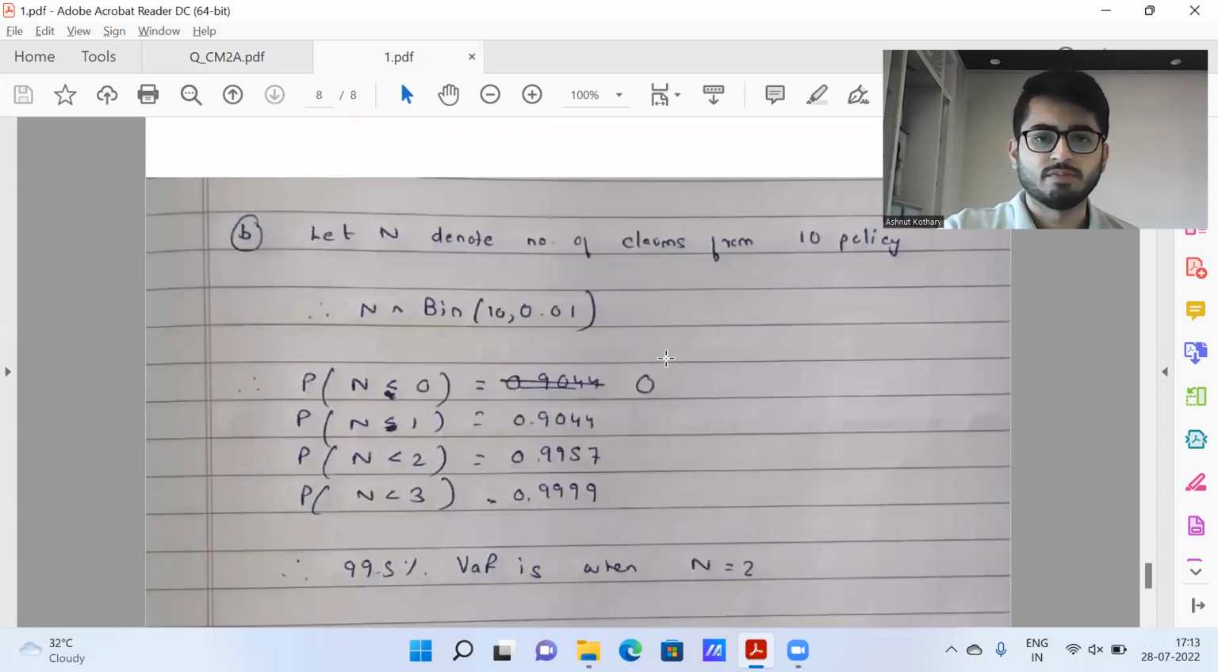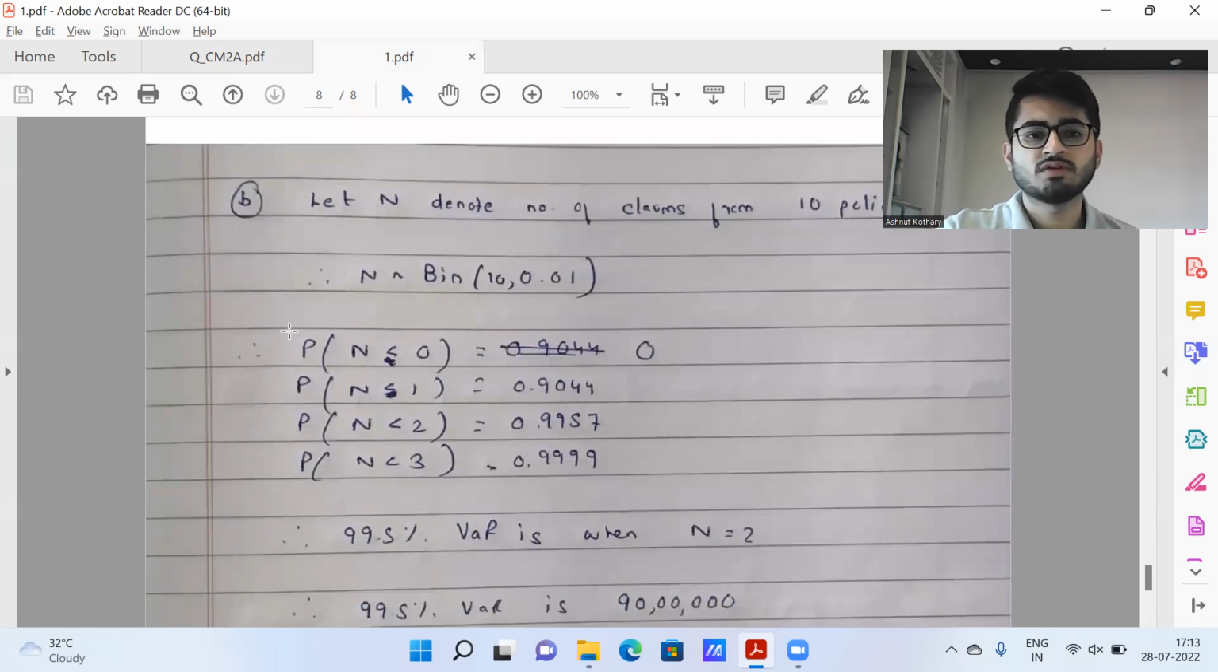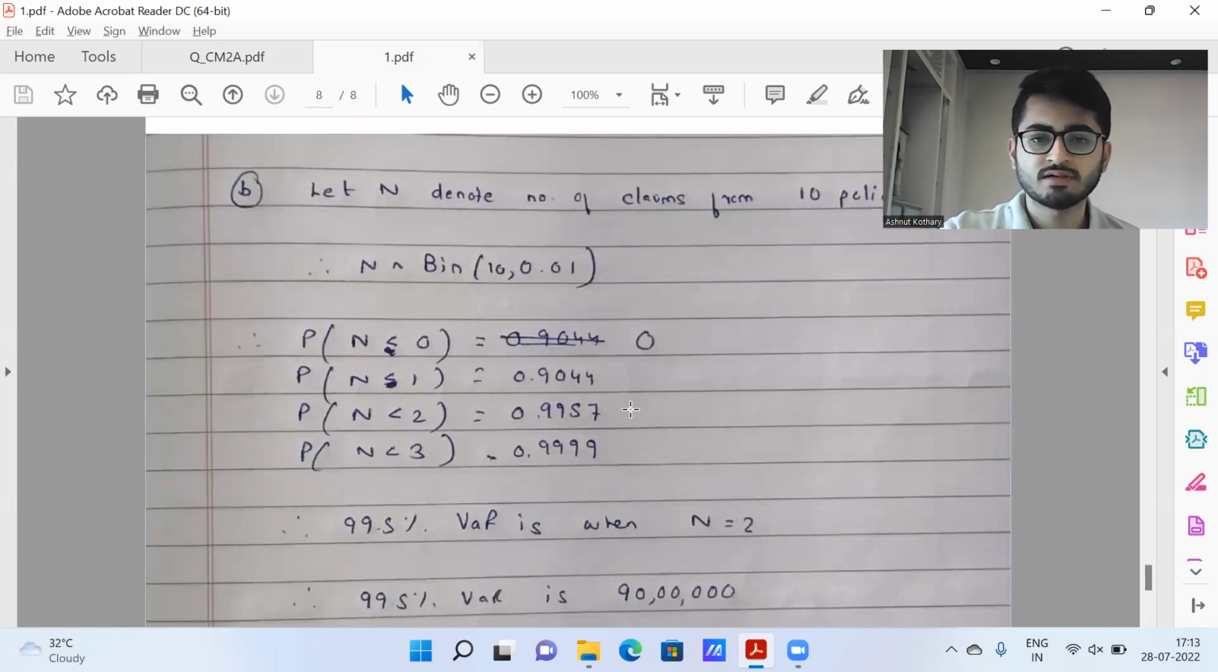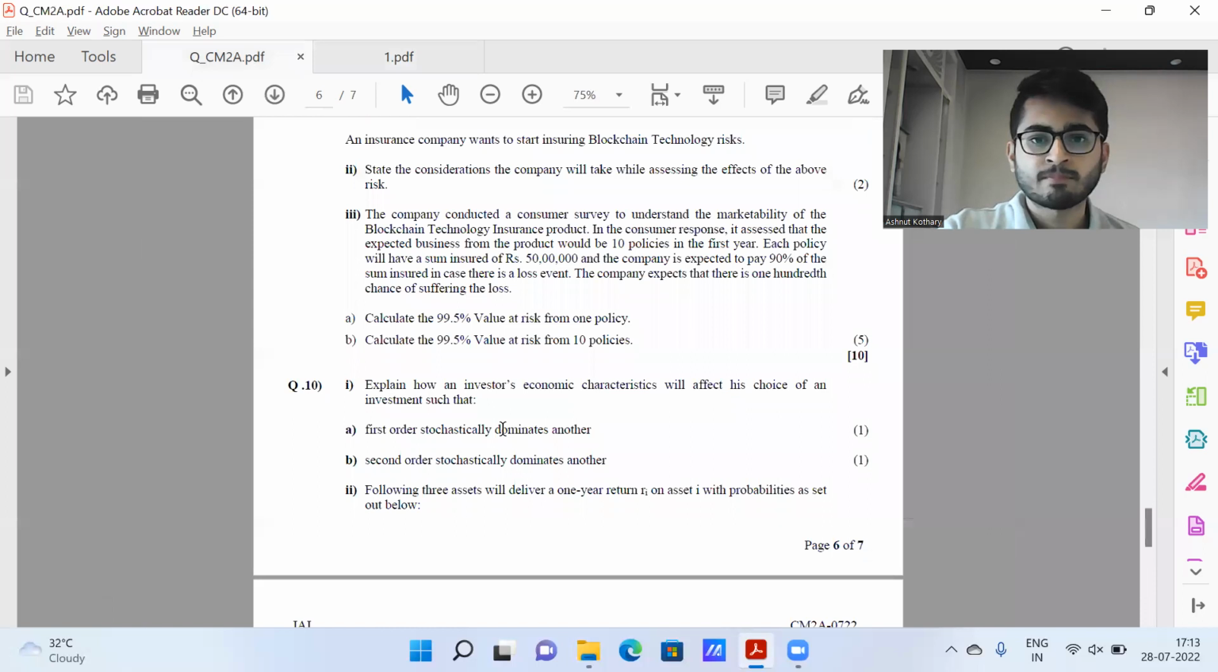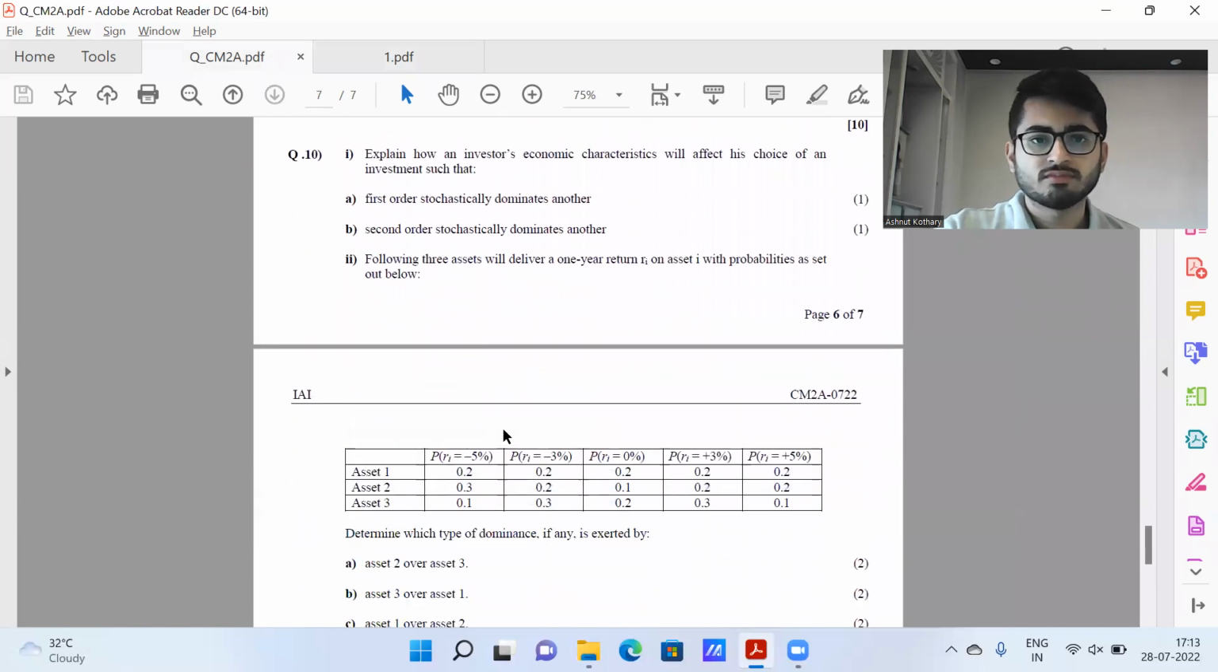Then similarly for part B, these all values are coming from actuarial tables itself. Here, 99.5% VaR will be when N takes the value 2, which basically corresponds to a loss amount of 90 lakh. Two claims into 45 lakh each will come out as 90 lakh. And then finally question 10, part 1, A, B, I'll say direct book work.